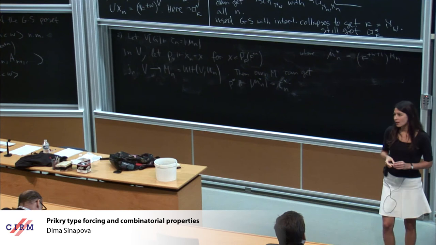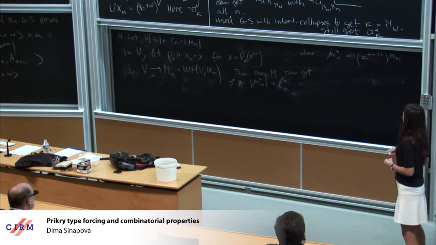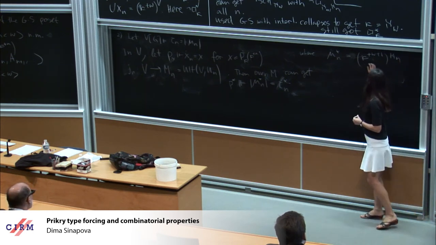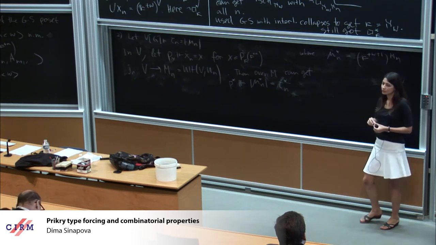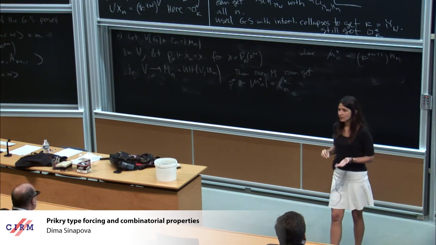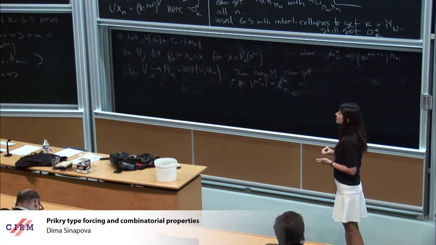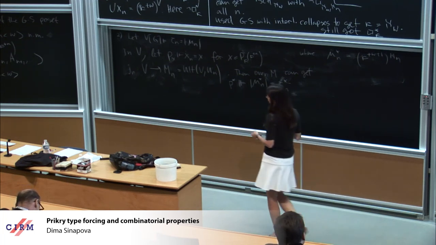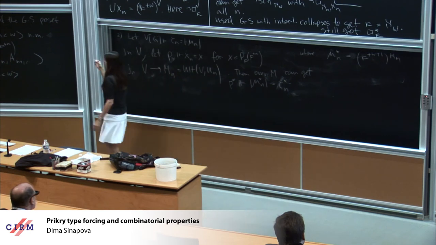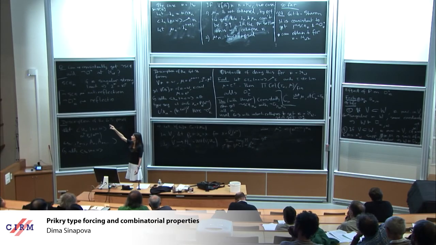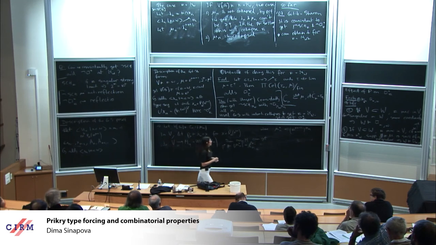Okay. So in the case of GCH, where this is not the right computation of the ultrapower, things work. And this is why one can easily get failure of square at alpha omega using interleaved collapses, as long as you don't blow up the power set of kappa first.